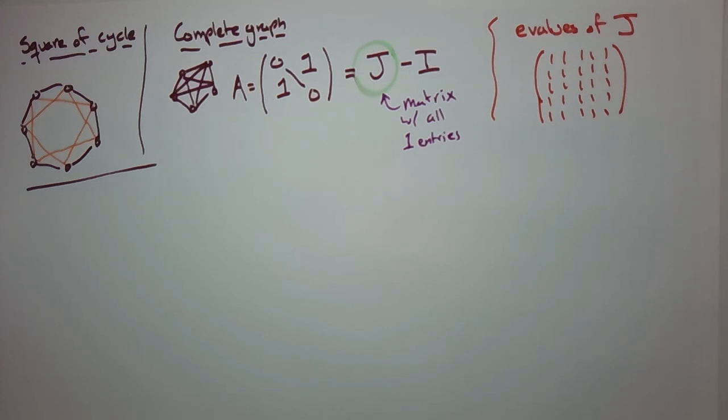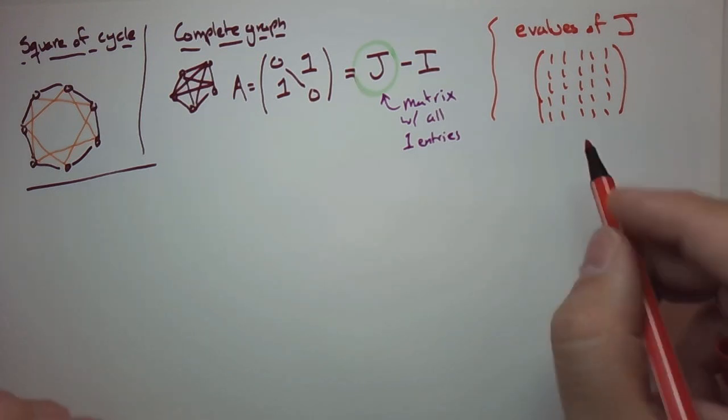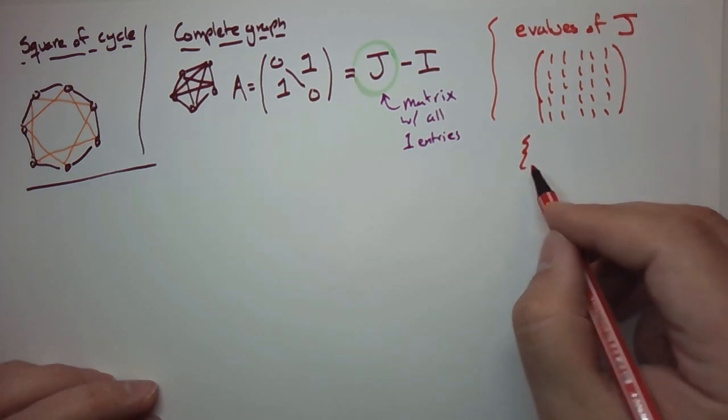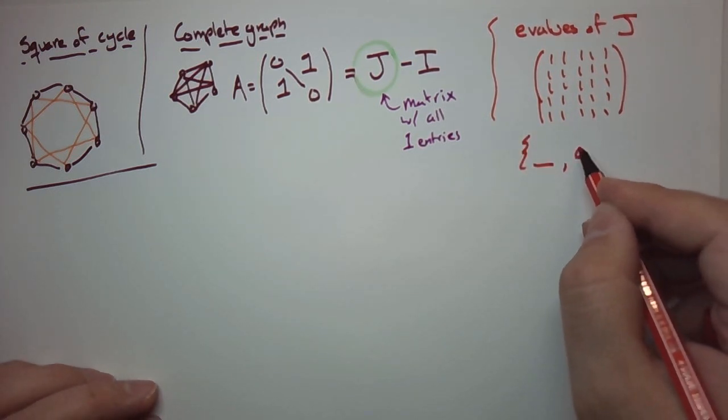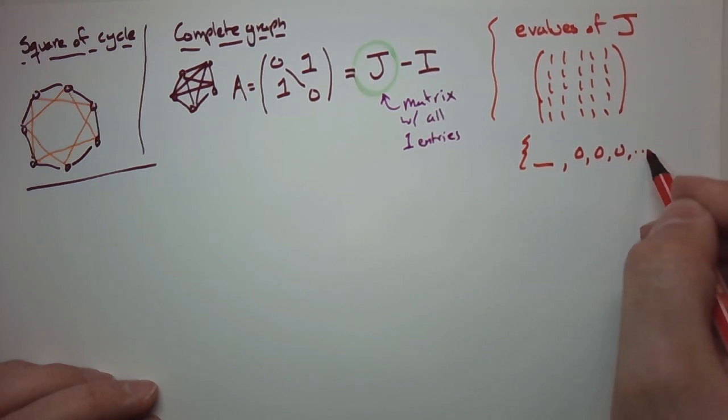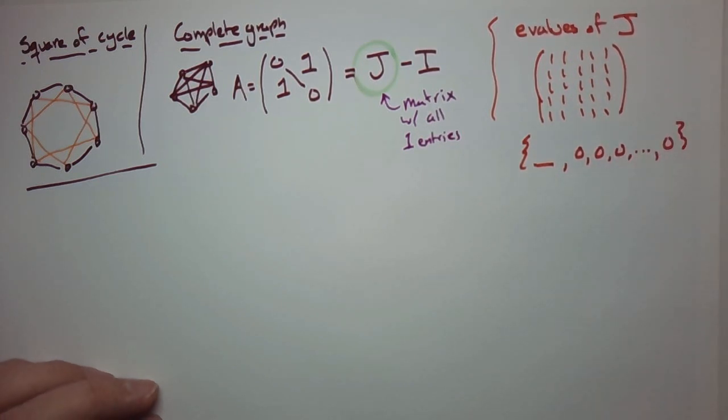So rank 1. Now, what does that tell us about the eigenvalues? Yeah, we have to have a lot of zeros. So the eigenvalues are something and 0. All right, we've already, just from a rank argument. Okay, now can we find the something? What's the something?